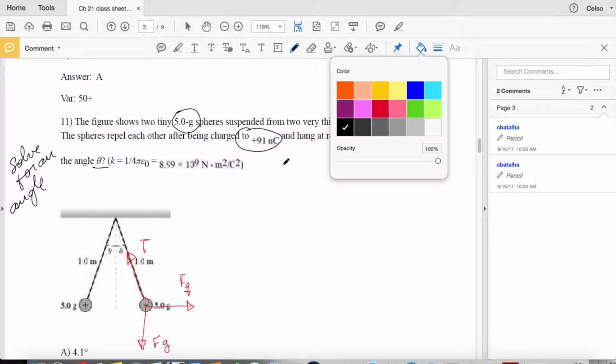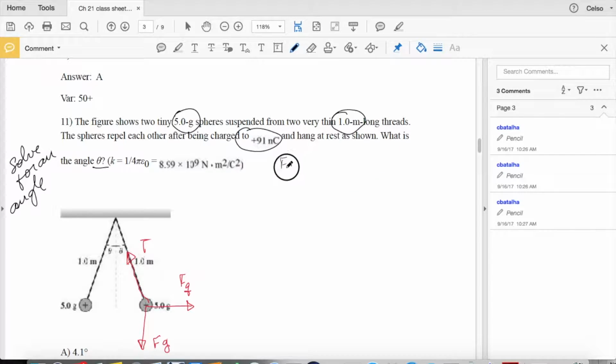So we can write an expression for FQ. FQ is 9 times 10 to the 9 times the product of the two charges divided by distance squared. We can call this d, and then that's going to be 2d squared. This is k q squared divided by 4d squared. Notice that in this expression only d is unknown, so we don't know d.